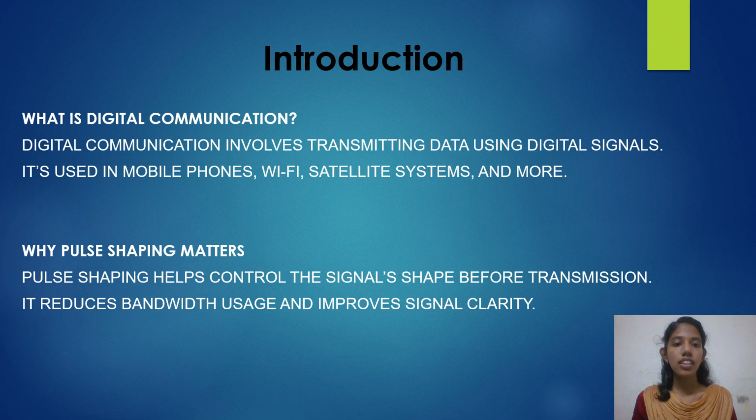Introduction: what is digital communication? Digital communication involves transmitting data using digital signals. It is used in mobile phones, Wi-Fi, satellite systems, and more. Why use pulse shaping? Pulse shaping helps control the signal shape before transmission. It reduces bandwidth usage and improves signal clarity.